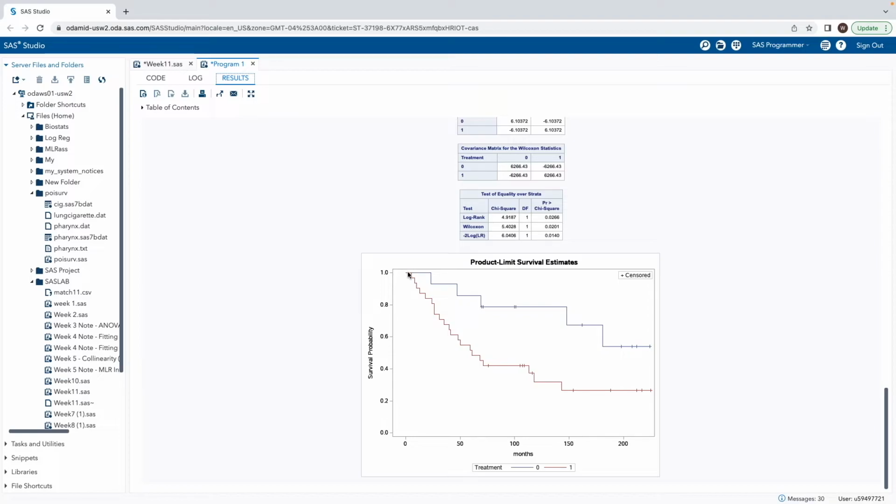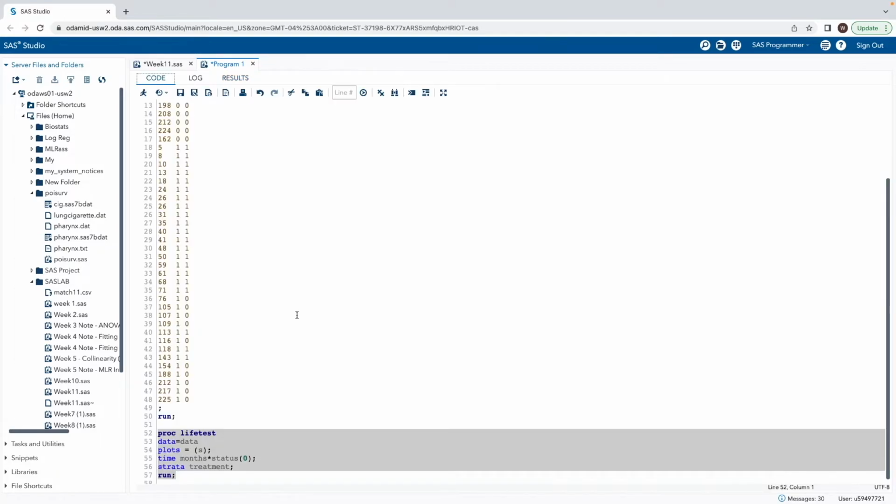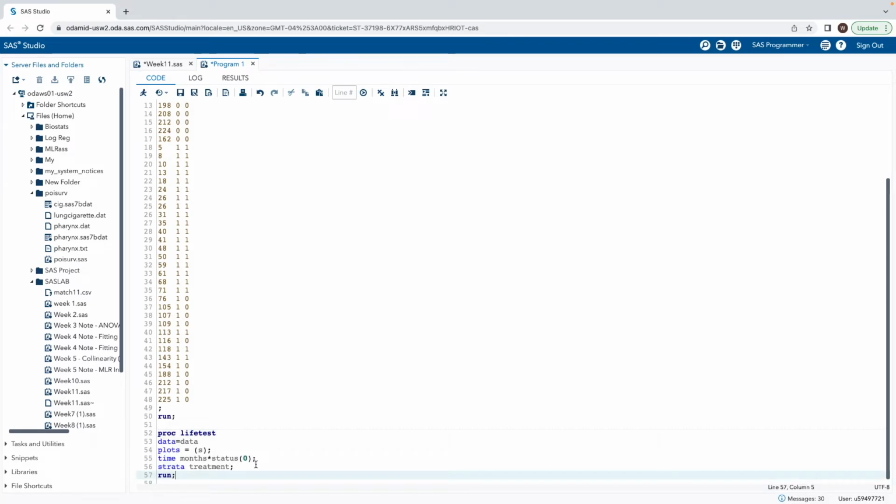It starts at 1 because everyone's alive, and over time, people are either dropping out or dying. So your probability of surviving to that point gets lower and lower. And yeah, that's basically it. There's a few other things you can do.